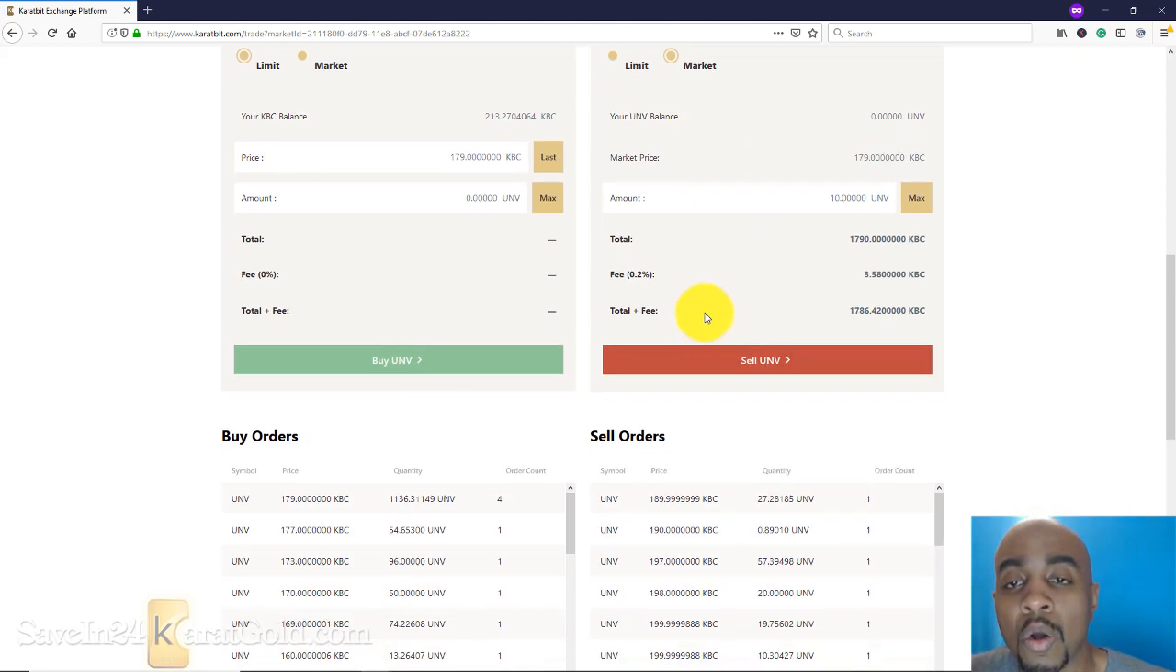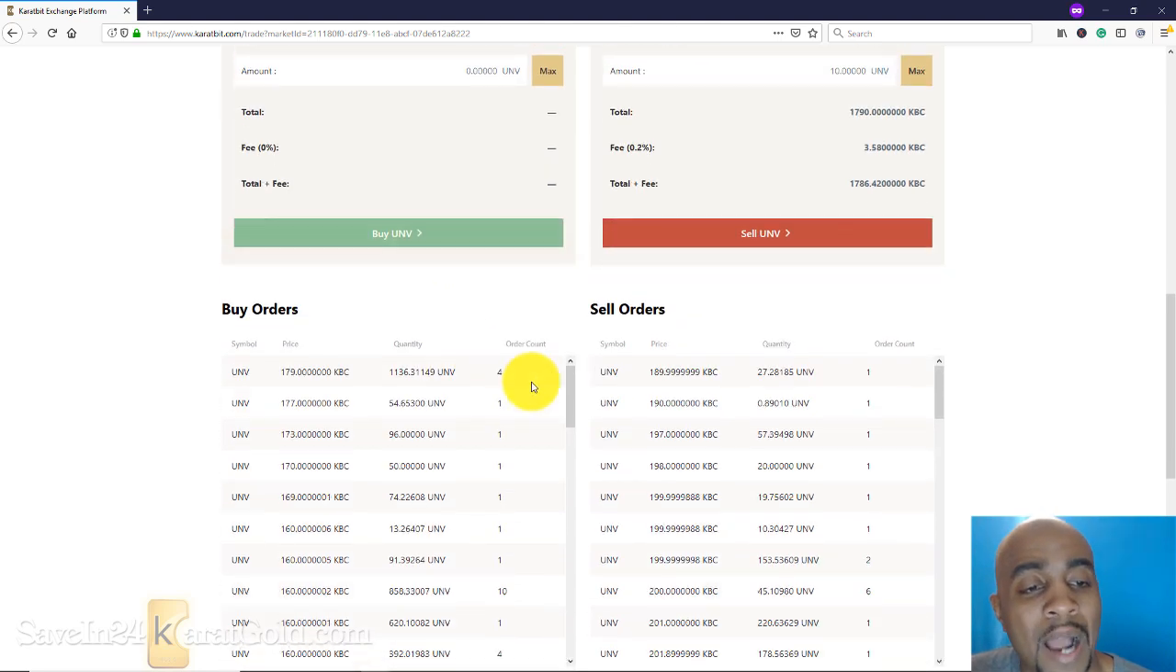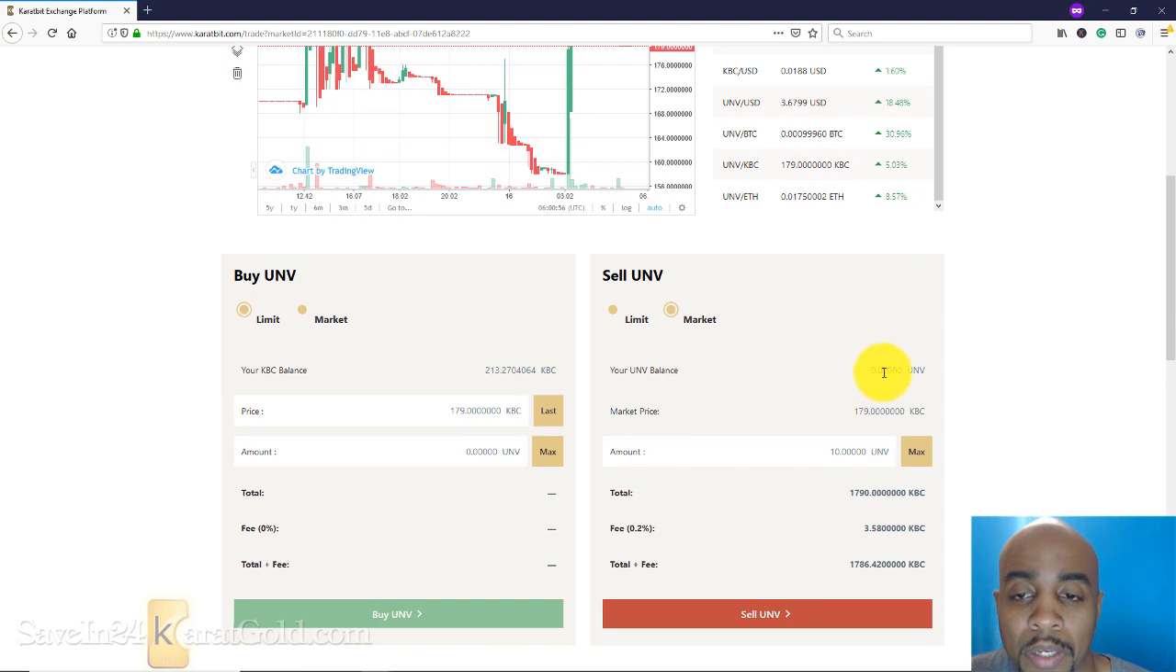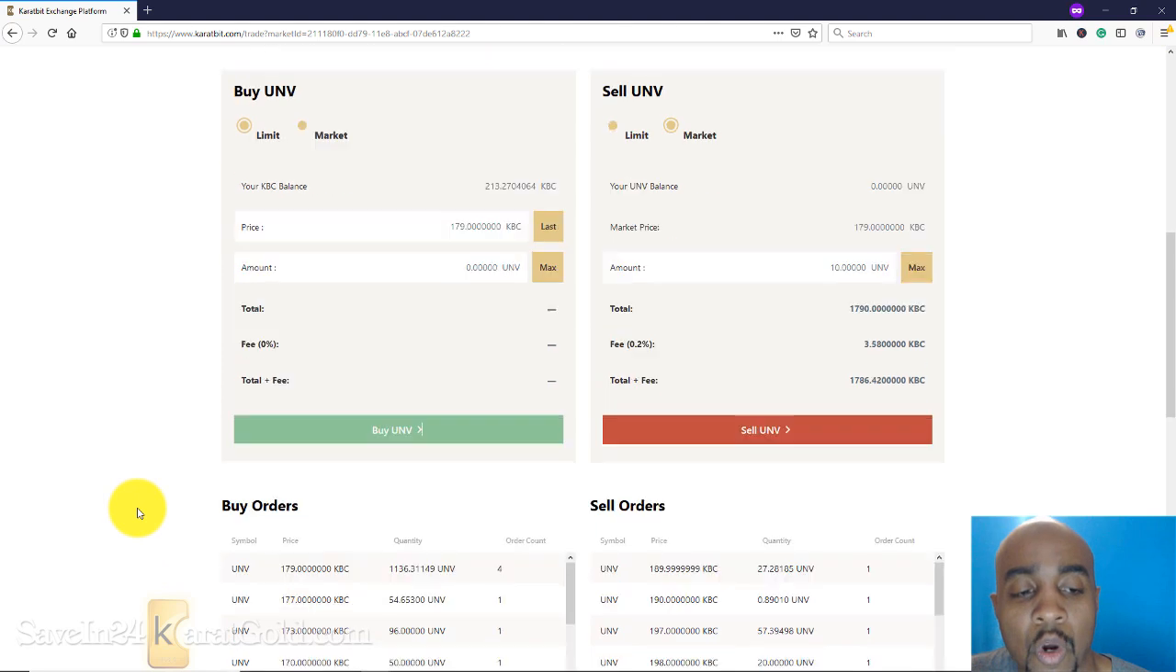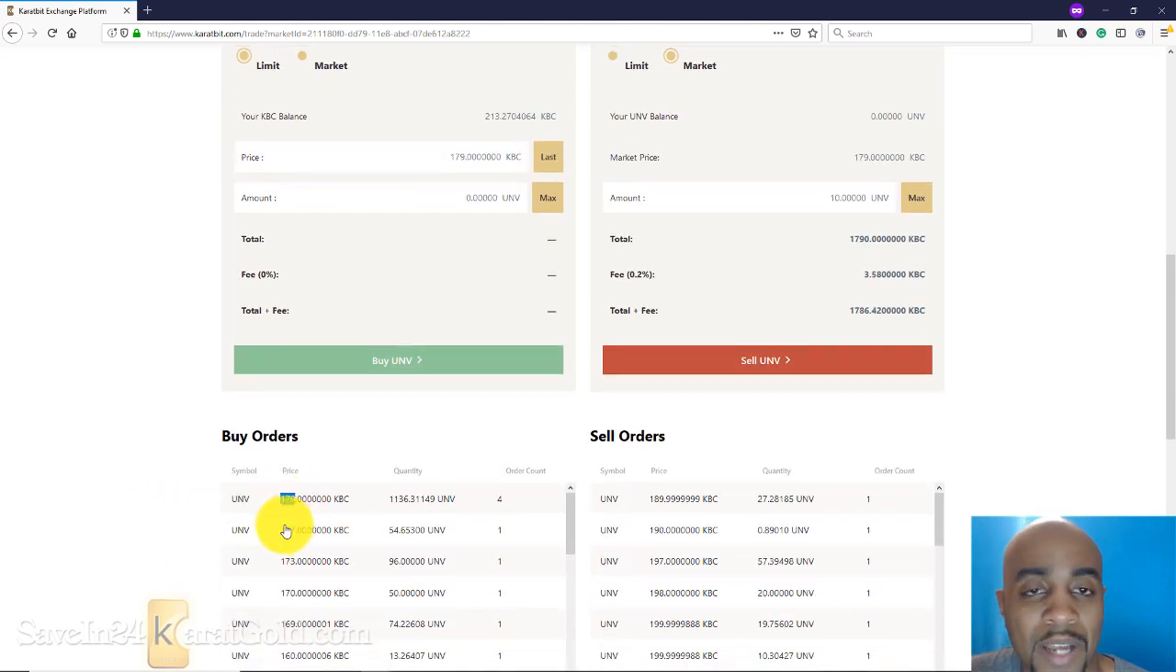Now, this order will go through. The reason why is because we have a quantity of 1136.31149 univals in the market. All that's saying is that we don't know if this is one person. We don't know if that's 100 people. But what we do know is that there are 1136 univals on the market. So you only have 10, so this number is larger than 10. So your order will go through because you're willing to take this price.